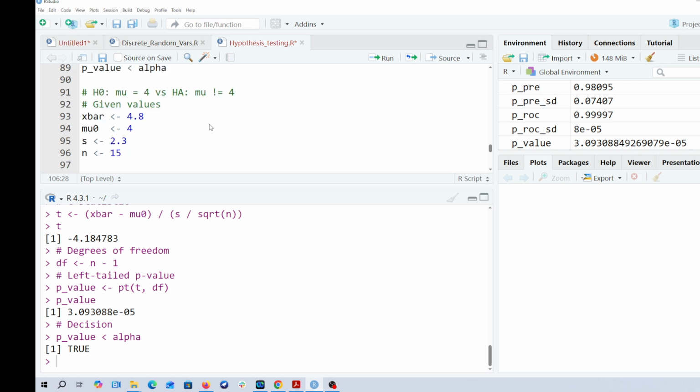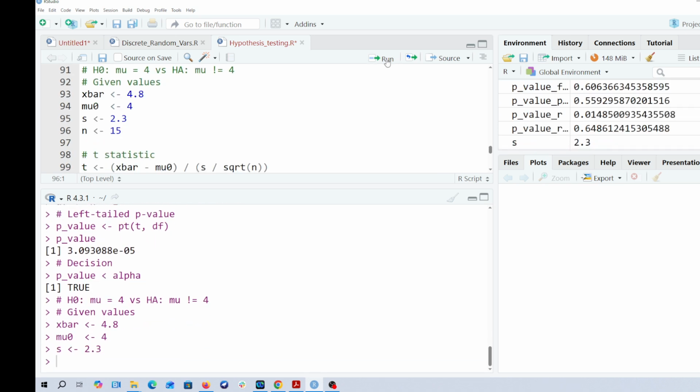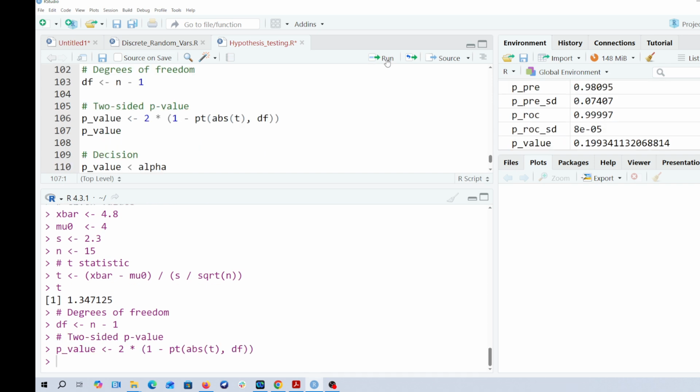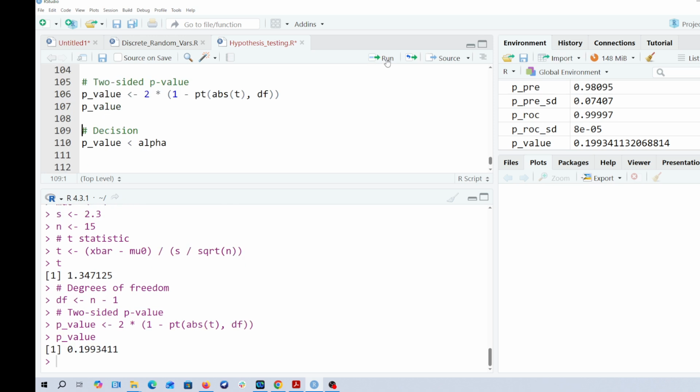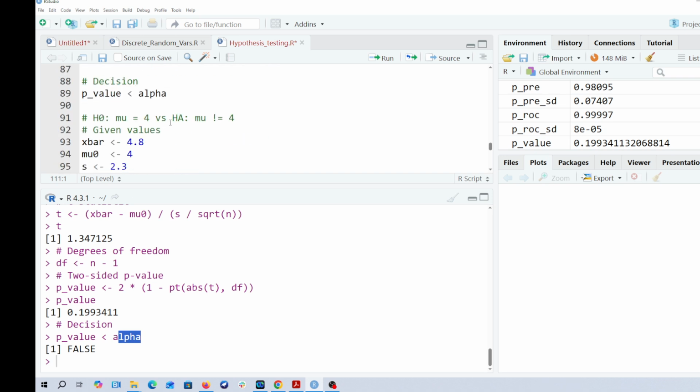So same thing. We are going to run these, run that mu, standard deviation, we run that t-test, degrees of freedom, and then p-value. We see that this p-value is very, very high. So we see that the decision that we are going to be making here is false, right? Because the p-value is not less than alpha. So in that case, we do not have enough evidence to suggest that the mean of that sample is different from 4.